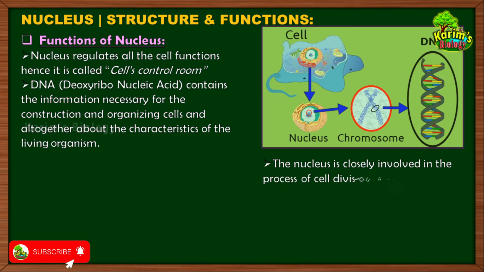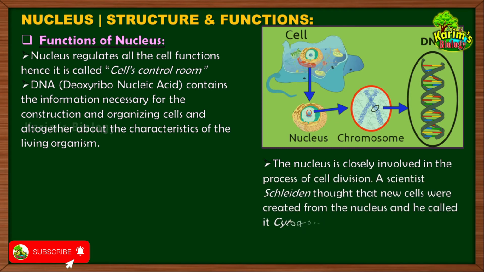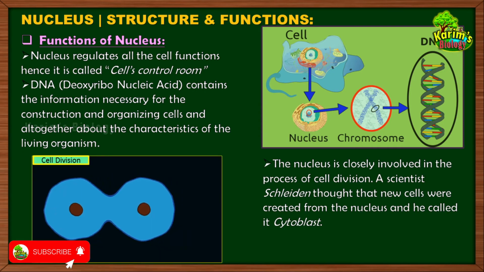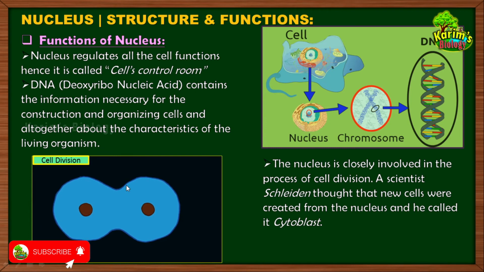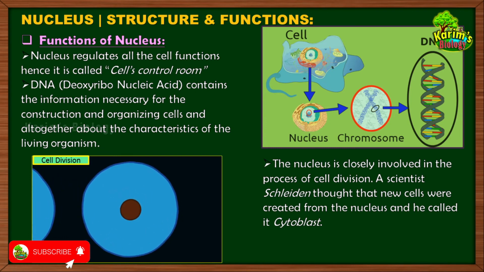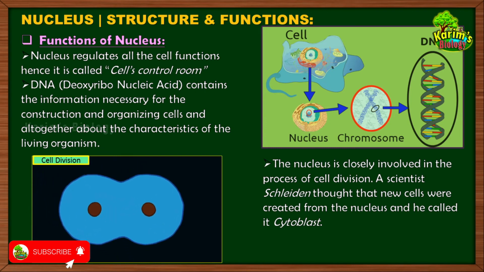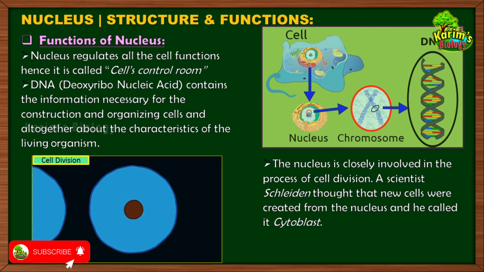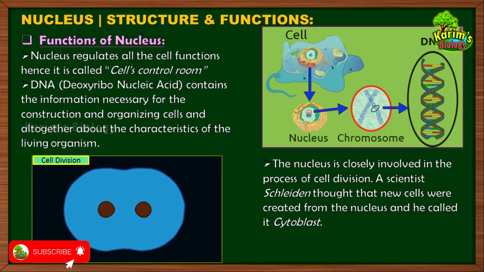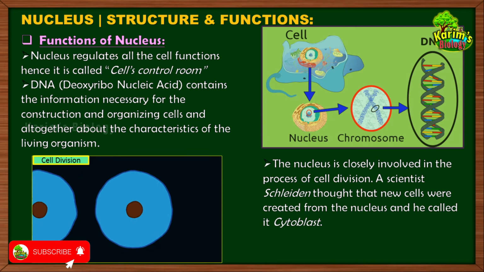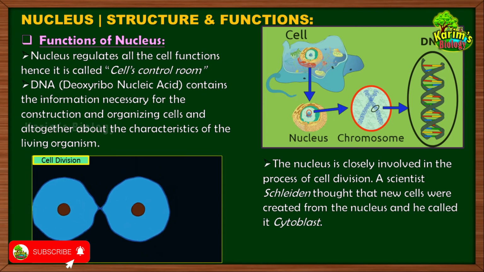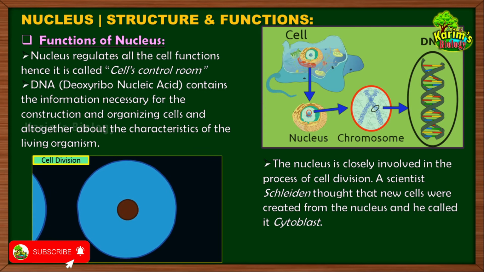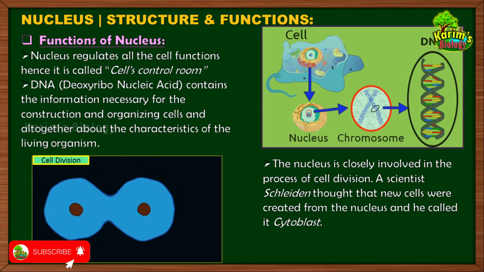And one more thing is that the nucleus is closely involved in the process of cell division. Children, do you know what is cell division? This is called cell division. I told you just now that the cells always divide and form new cells. And how does cell division occur? Cell division occurs with the help of the nucleus, because it is the nucleus that initiates the process of cell division and controls the process of cell division. That's why it is believed that the nucleus is closely involved in the process of cell division.